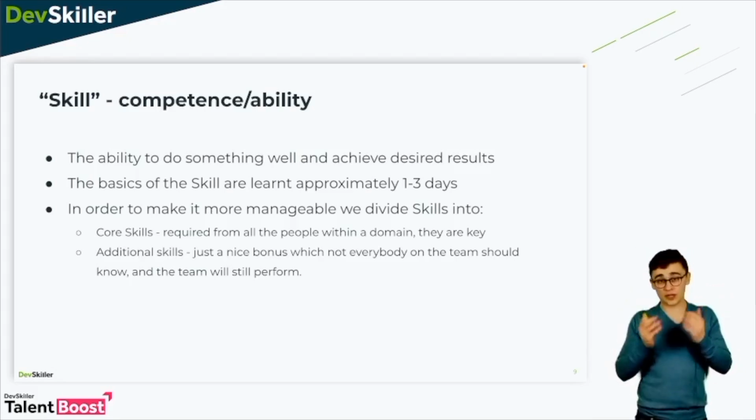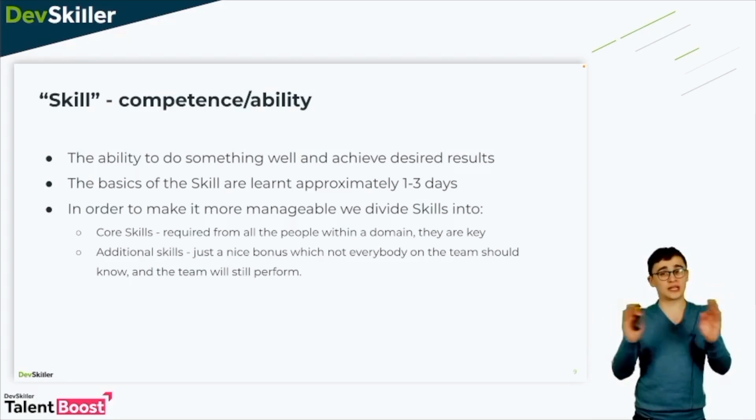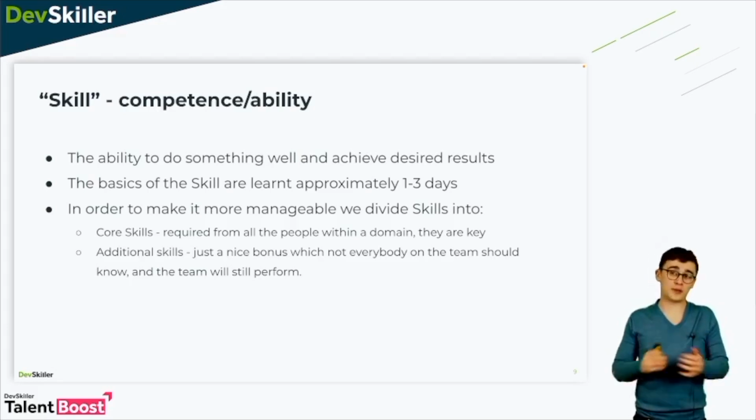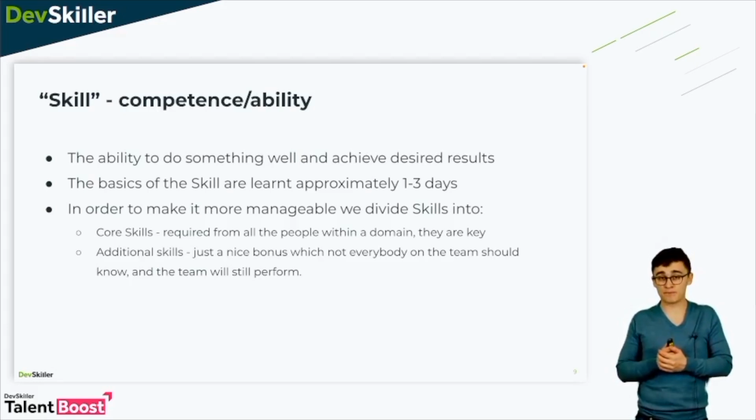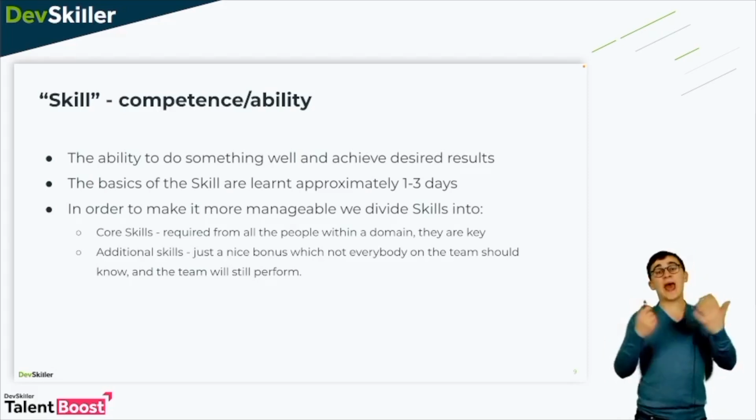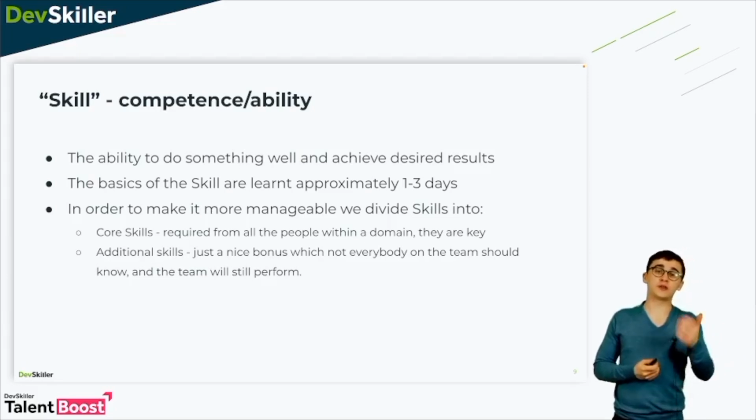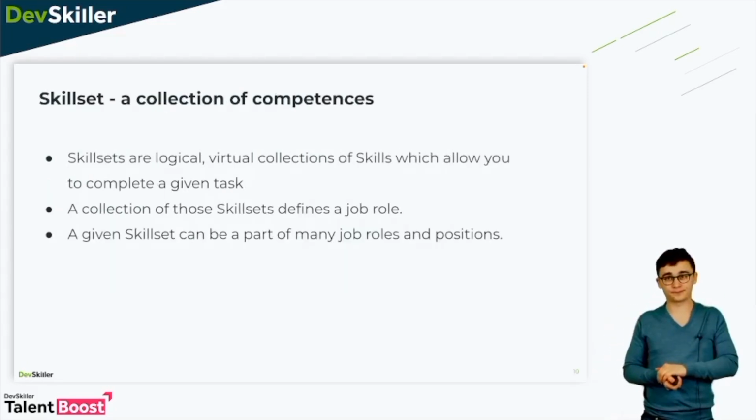Now, we take those skills and we divide them into 2 categories. Core skills, which are required from all the people within a domain or a team, and then additional skills, which are just a nice bonus and not everybody has to have them. In an 8-person team, if one person knows it, it's probably enough.